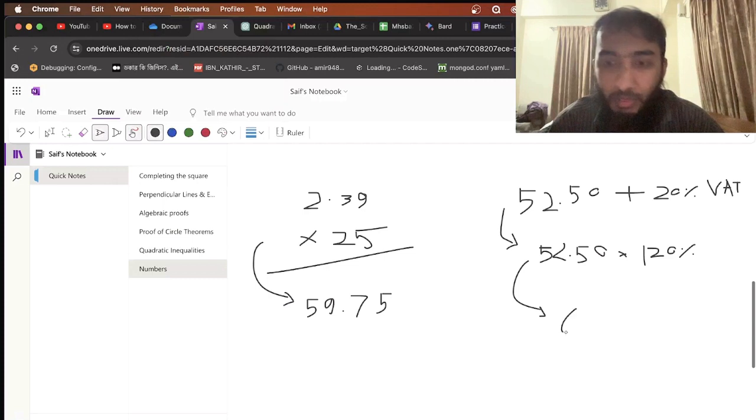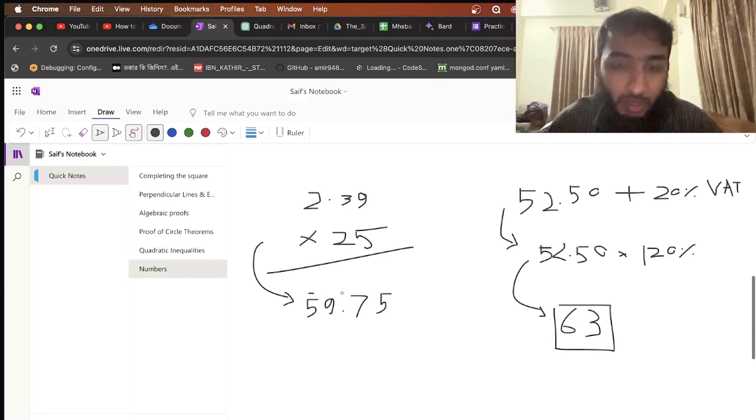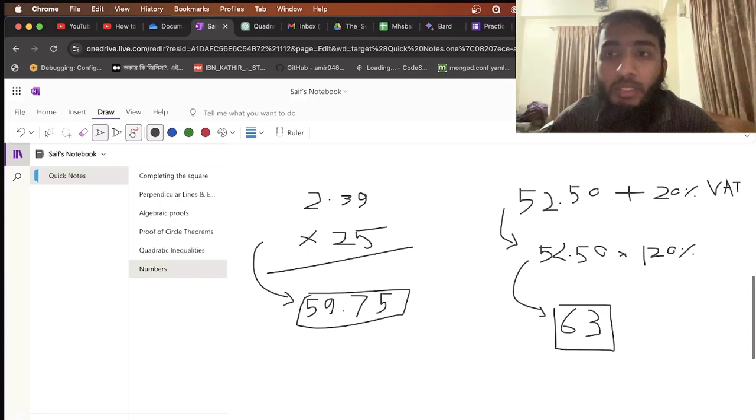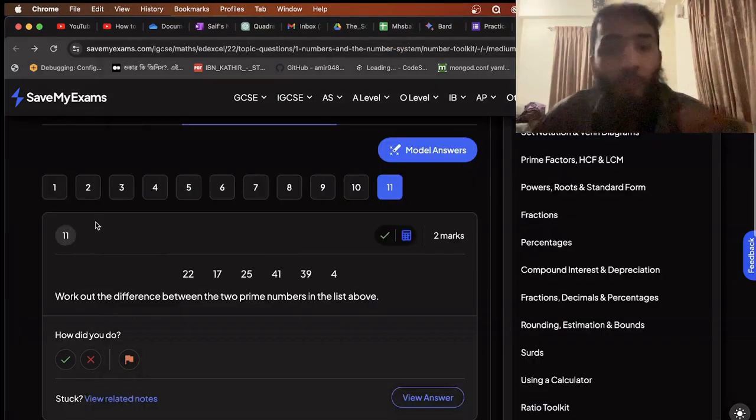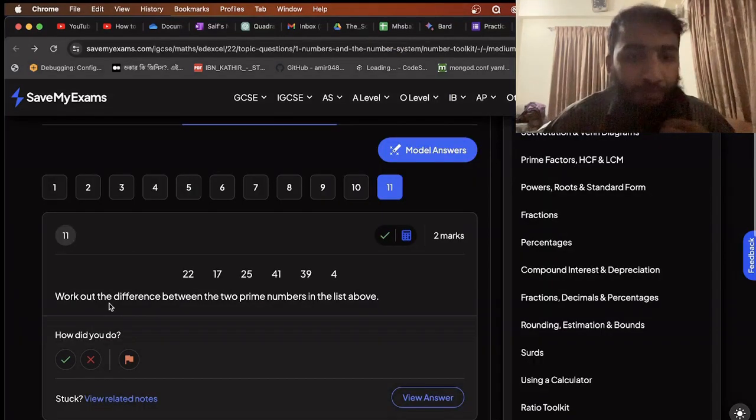63. So obviously the Hedge World is more expensive than Christie's Plants package. So Christie's Plants package is actually cheaper, which should be taken by Tom. So this is the solution: Tom should take Christie's Plants package, which is cheaper than the Hedge World in total. Now if you look at question 11, there are 5 numbers given, and you have to work out the difference between the 2 prime numbers in the list above.